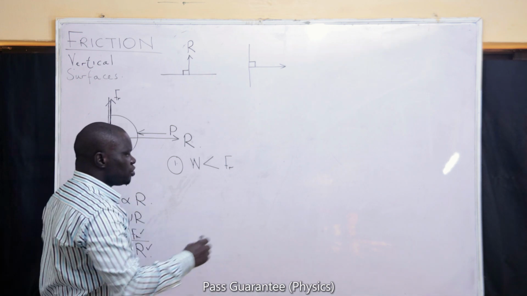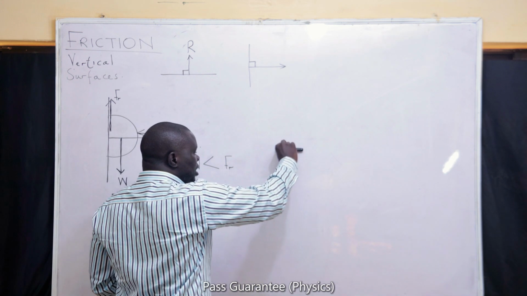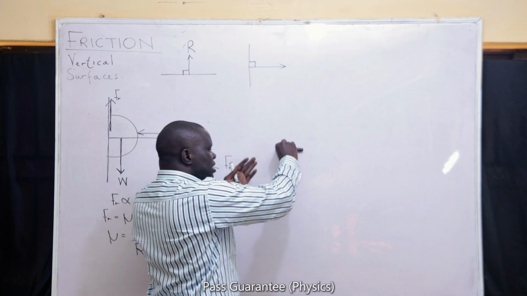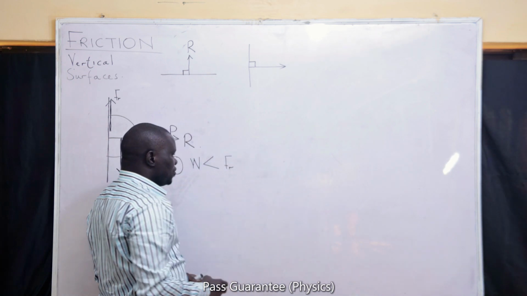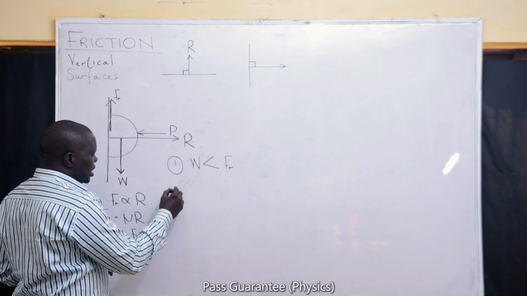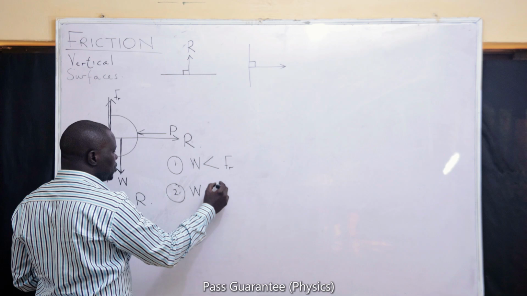That is why it is possible for you to hold an object against the wall. When you hold an object against the wall, it simply means that this is a situation where the weight of the object is less than the friction. In a second situation, we can have the weight being equal to the friction.